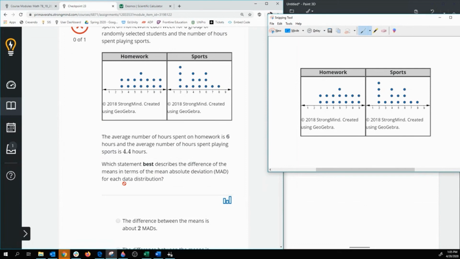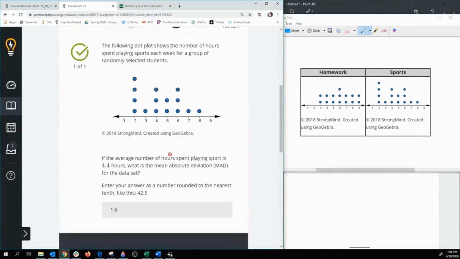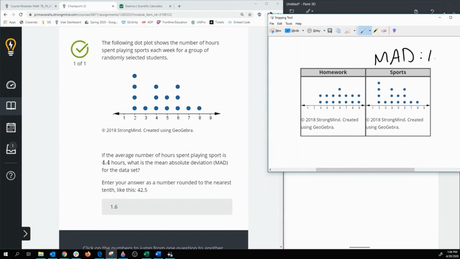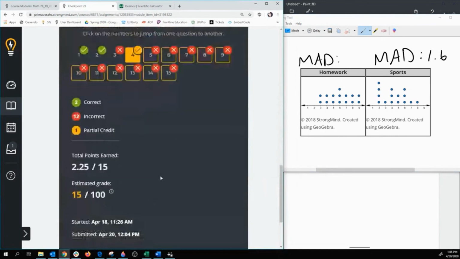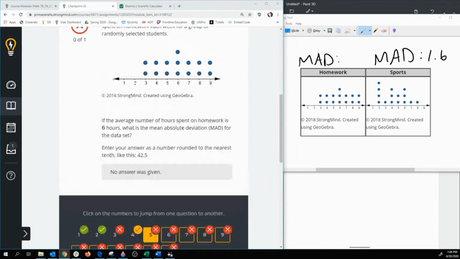So what we would need to do here is first of all figure out our mean absolute deviations. To do that for homework, actually I think did we already do this one? We did. So our mean absolute deviation for sports is going to be 1.6. And our mean absolute deviation for homework should be this second one, from question 5. What did you get for this answer for 5? We should have gotten 1.6, perfect.